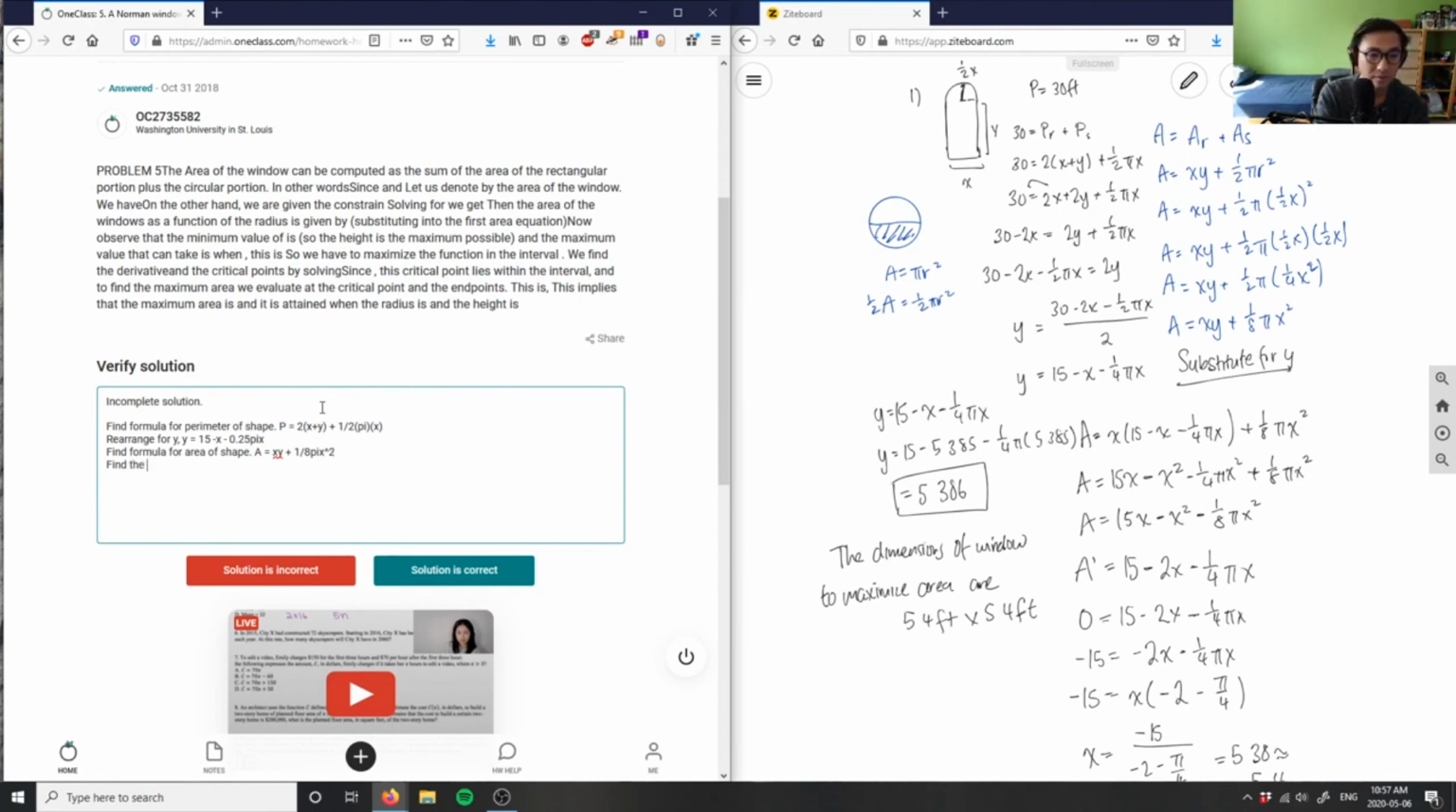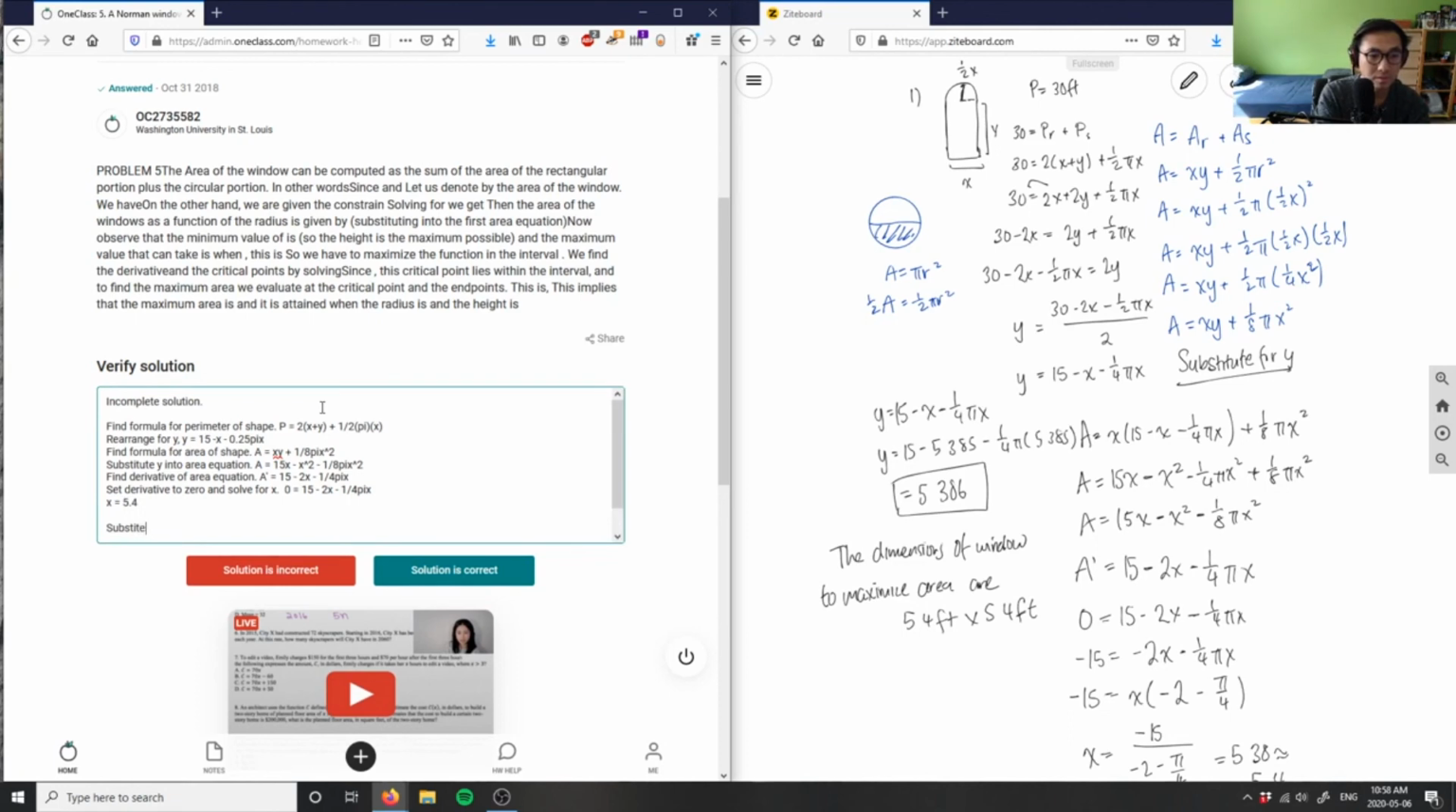Then substitute y into the area equation. So A would now equal 15x minus x squared minus 1/8 pi x squared. Then find the derivative of the area equation. So A prime equals 15 minus 2x minus 1/4 pi x. I'm going to set the derivative to 0 and solve for x. So 0 equals 15 minus 2x minus 1/4 pi x. Therefore, x would equal 5.4.